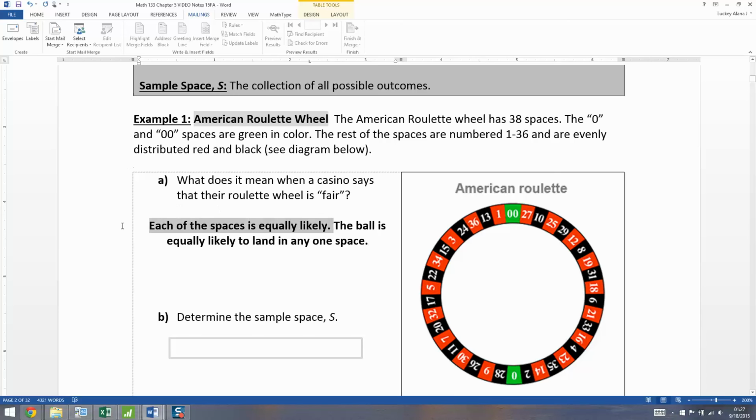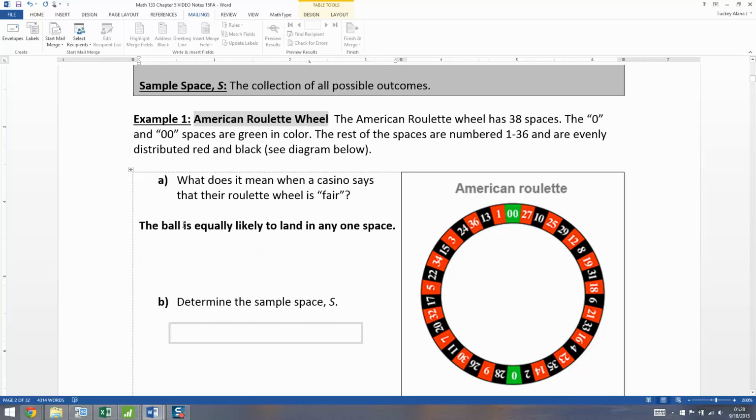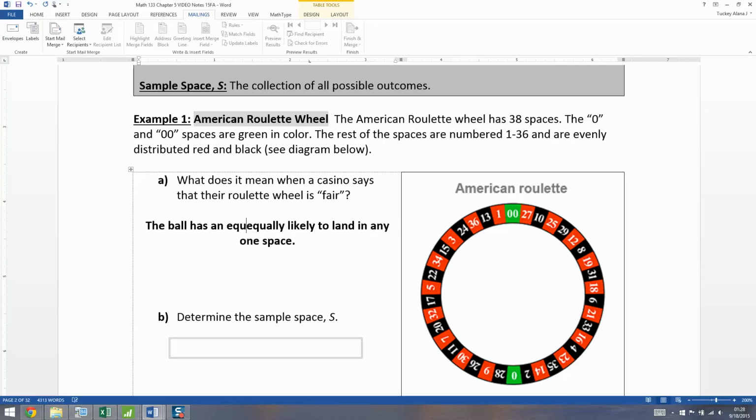The ball has an equal chance of landing in any given space, in any one space. That's a little bit better English.